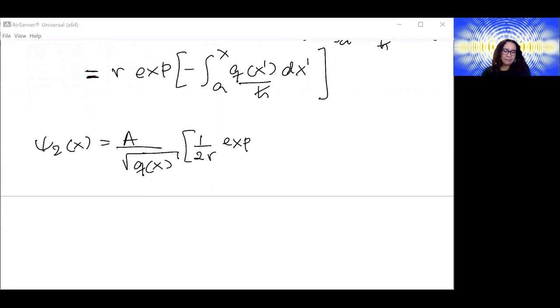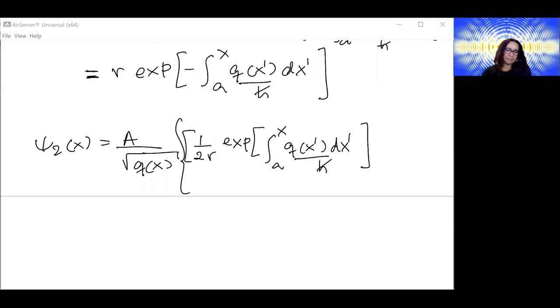So we can write this. Remember that this is a negative exponential, so that's why this has landed here. 1 over 2R exponential from a to x of q(x') dx' divided by h bar, plus minus iR exponential integral from a to x of q(x') dx' divided by h bar.